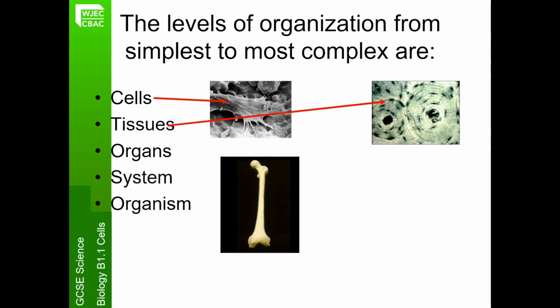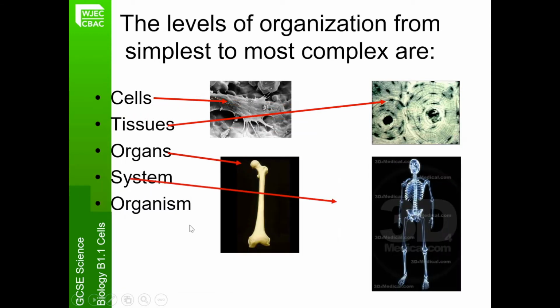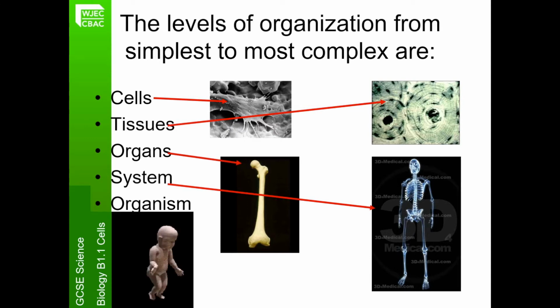Bone tissue, along with other tissues like connective tissue and blood vessels, make up organs such as this bone. And this is the femur. You can see the knobbly bit at the top is where it connects to the hip, and this would be down to the kneecap. All of these different bones join together to make up the system, and we call this the skeletal system that we can see here. And the skeletal system, along with all the other systems in the body, digestive, respiratory, circulatory system, they make up the whole organism. And we can see our dancing baby is the whole organism here.